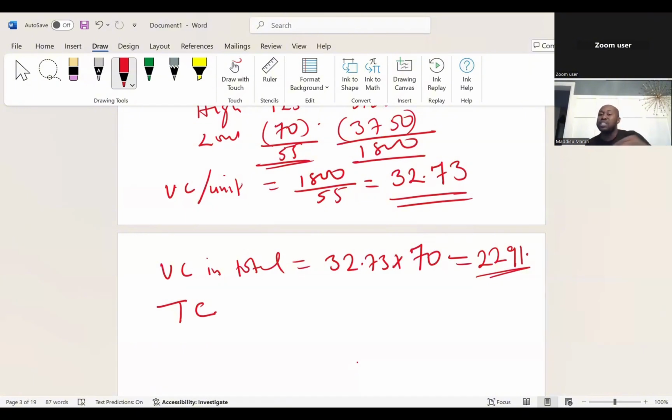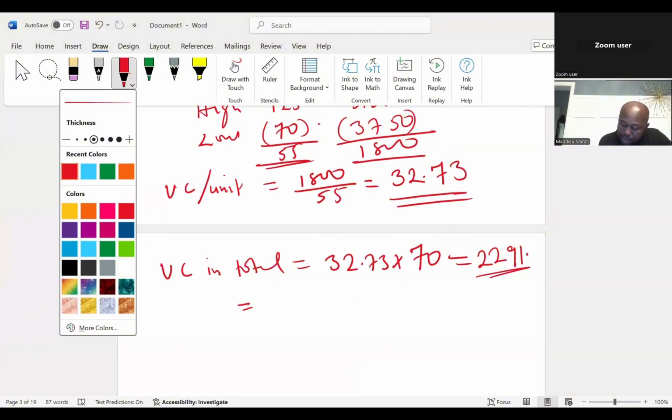So what's the variable cost now for 70 units? The variable cost for 1 unit is 32.73. So the variable cost for the 70 units comes to 2291. Right? So the total cost is equal to fixed cost plus variable cost. Or let me do another. Let me leave the mathematics style. This is mathematics style. We have the formula already. So I will do another step, another format.